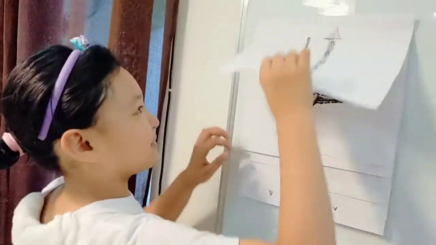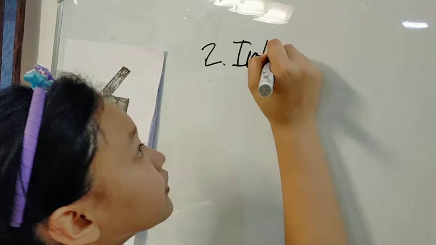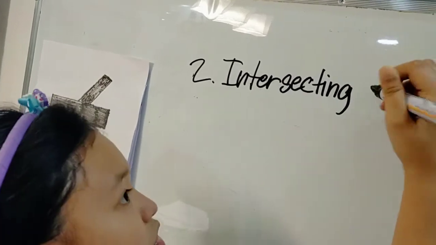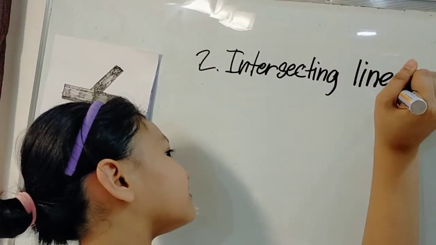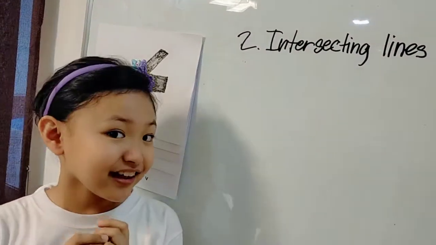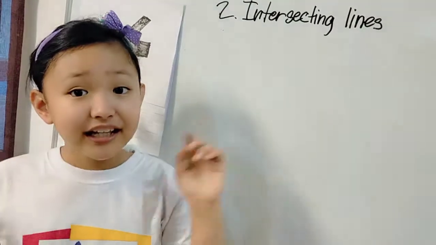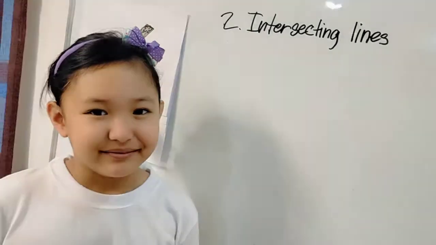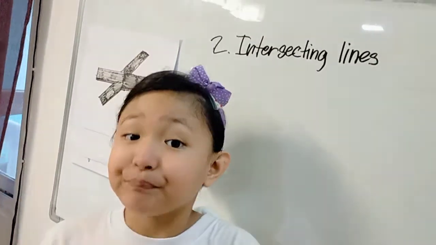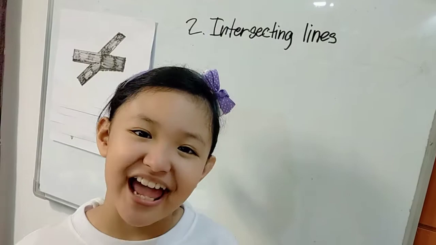Next kind of line, intersecting line. What are intersecting lines? Intersecting lines are 2 lines that intersect at a point. Again, intersecting lines are 2 lines that intersect at a point.